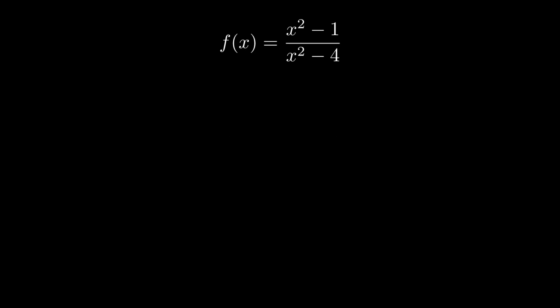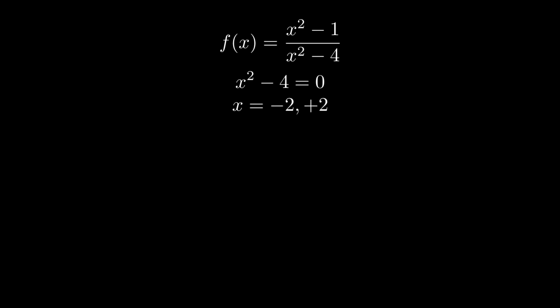Now part C says, write an equation for the vertical and horizontal asymptote to the graph of f. Well, the vertical asymptote occurs when the denominator is 0 for the simplified expression for the rational function. So the simplified expression is x squared minus 1 over x squared minus 4. We set the denominator equal to 0 to find that the vertical asymptotes occur at x equals minus 2 and positive 2.